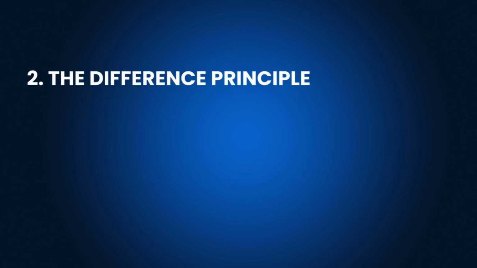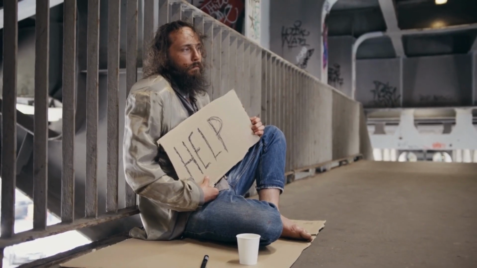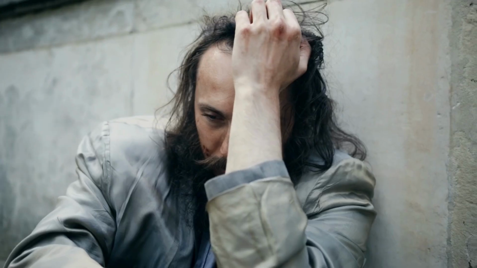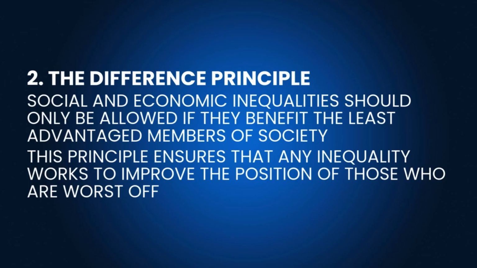Number two, the difference principle. Social and economic inequality should only be allowed if they benefit the least advantaged members of society. This principle ensures that any inequality works to improve the position of those who are worst off. So according to Rawls, a law is only justified if it supports equal basic freedoms and any inequality it creates improves the conditions of the poorest.